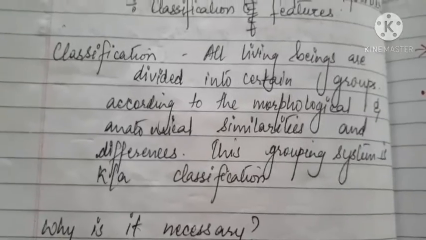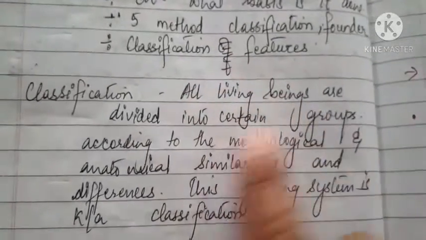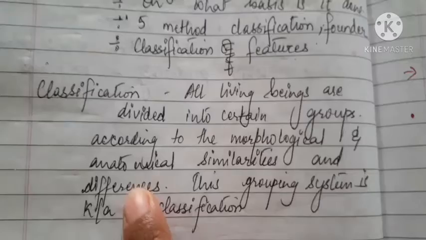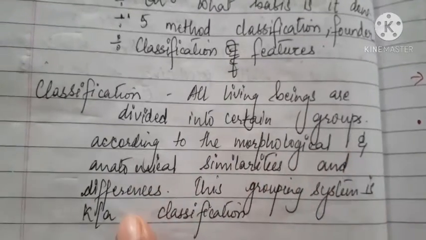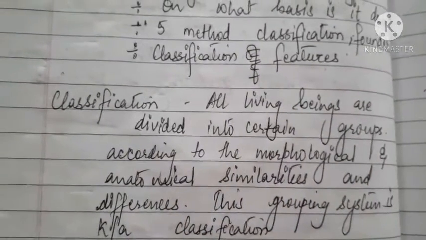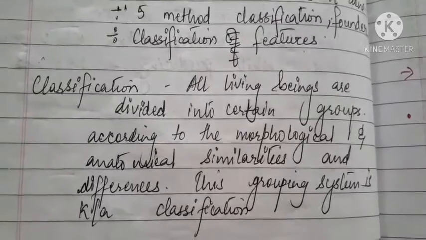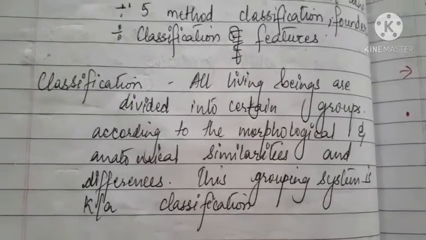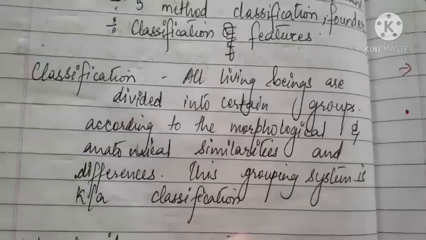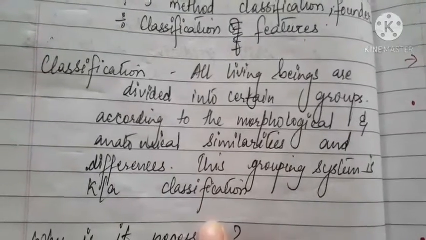So classification means all living beings are divided into certain groups according to their morphological and anatomical structures. Depending upon how they look externally and how they look internally, they are put into groups. Okay, so this grouping system is known as classification.